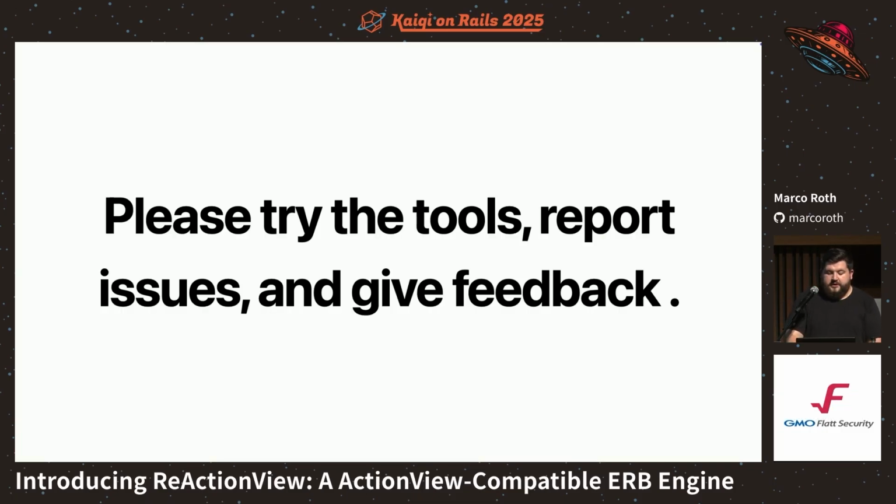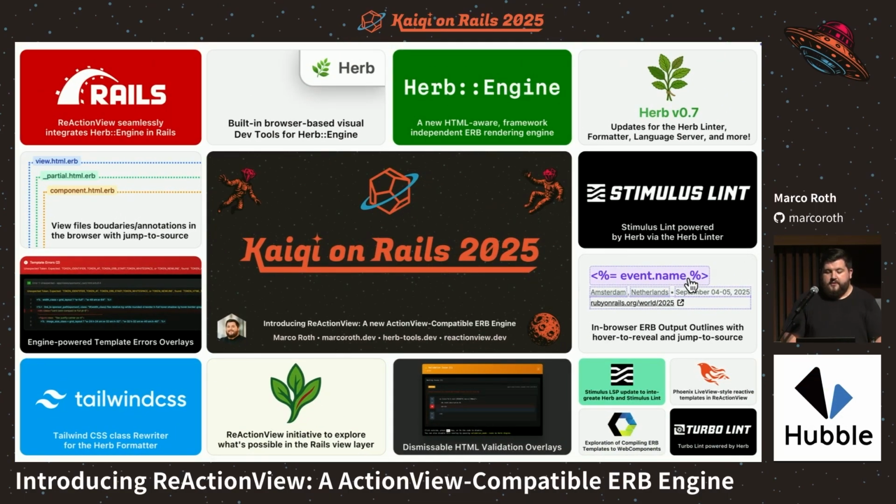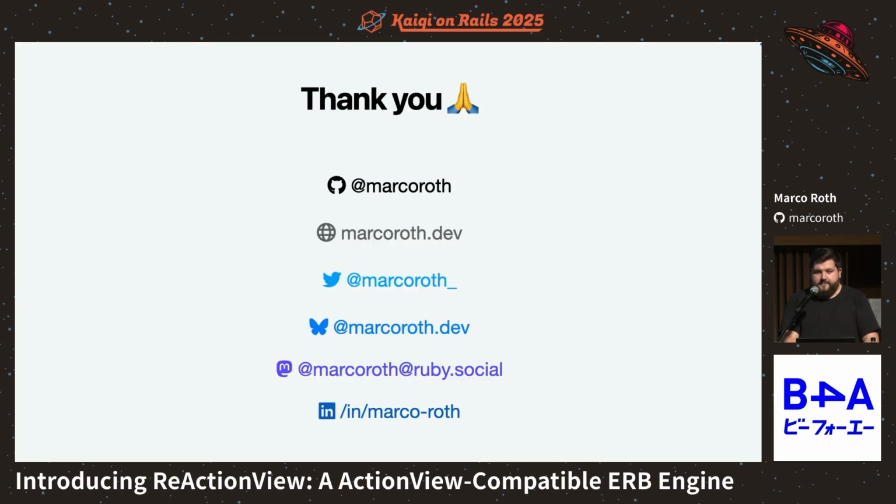Please give the tools a try, offer feedback, and report issues. And that's what I have for today. We have been talking about this new HERB engine, which is an HTML-aware ERB rendering engine. We have the HERB updates with more tooling. We have the view outlines, we have Stimulus lint, we have the ERB outlines, and so much more. I believe there's a bright future for the Rails frontend story, and that's all I have for today. Thank you so much.